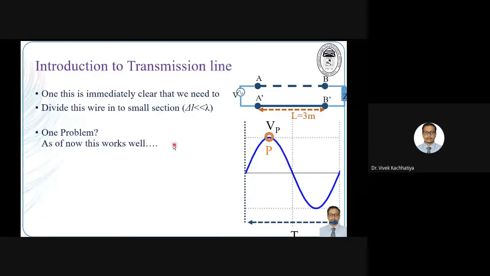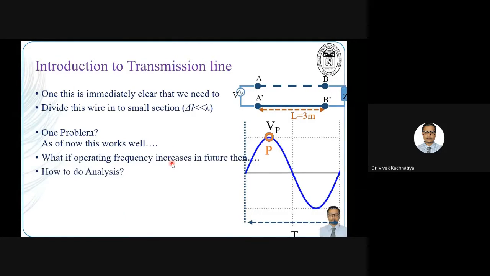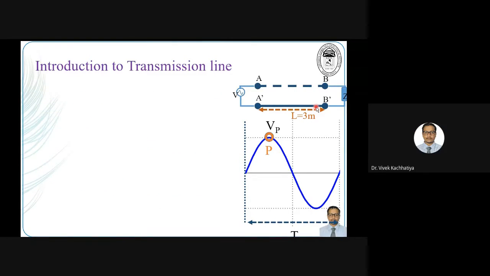From our previous knowledge, we know if I apply the limit where delta L, that smaller portion, tends to zero, what will happen? We are dividing it into points, continuous points, and we are defining parameters for each continuous point. So now it will work for any arbitrary frequency. Yes. So, thank you, Shreya.